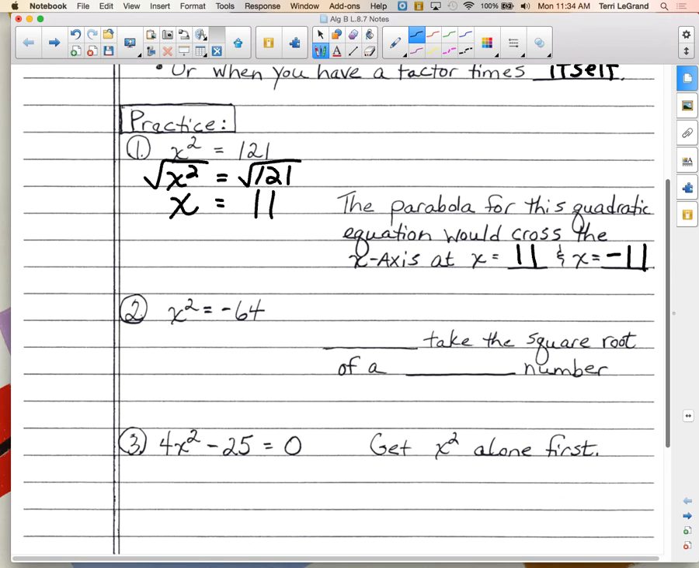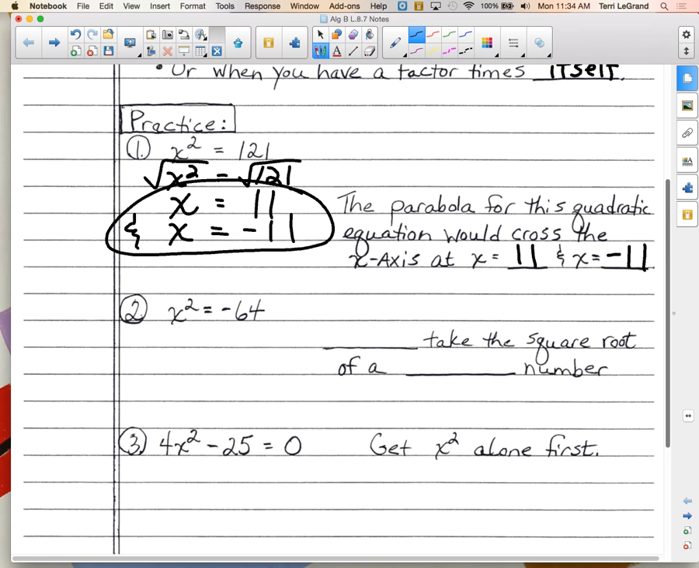So we can't just say that it's x equals 11, it's also x equals negative 11. We actually have two solutions here. We have two zeros. We have two places it's crossing the x-axis.